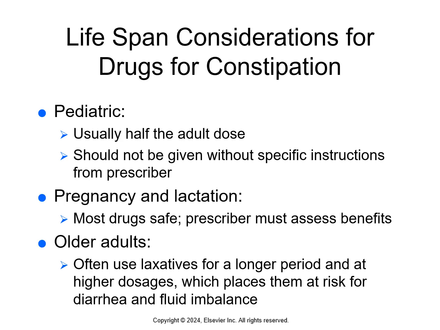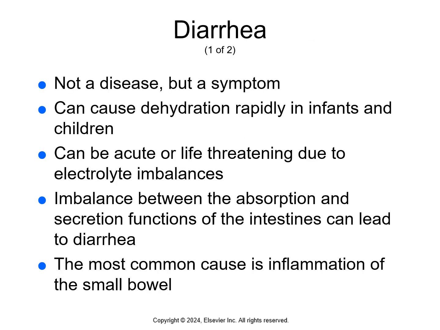In our kids, they're usually going to take smaller doses, but really they shouldn't be taking these without instructions from the prescriber. Most of these drugs are safe for pregnancy and lactation, but again, they'd want to contact their prescriber there to make sure. In our older adults, constipation is common, and most constipation drugs are safe for them to use. A lot of older adults use laxatives for a longer period of time and at higher doses, so they are at risk for diarrhea and fluid imbalances and things like that.